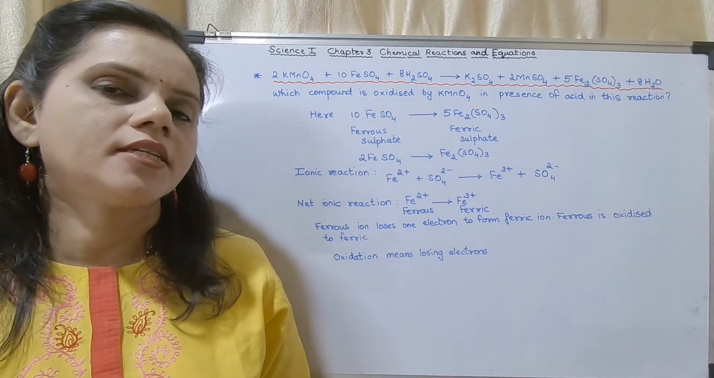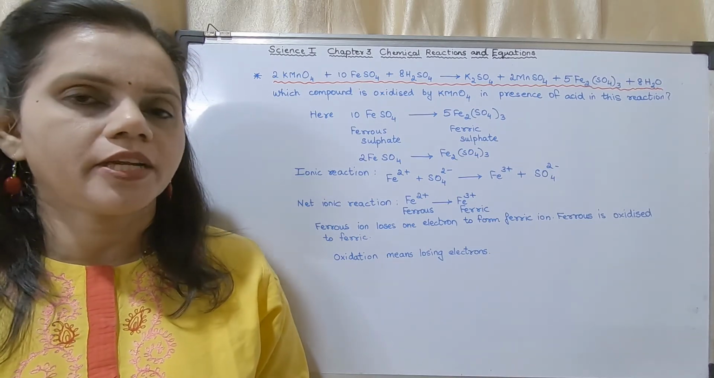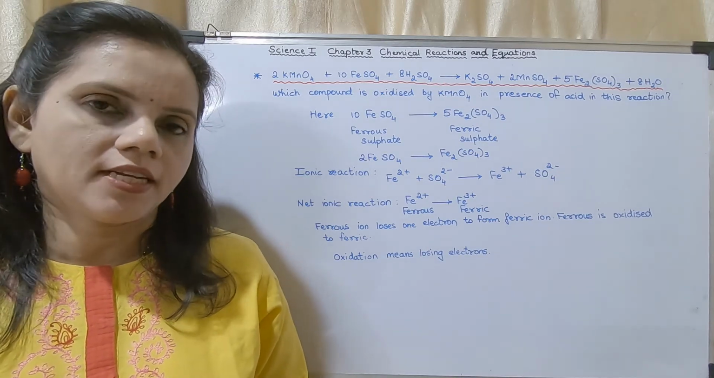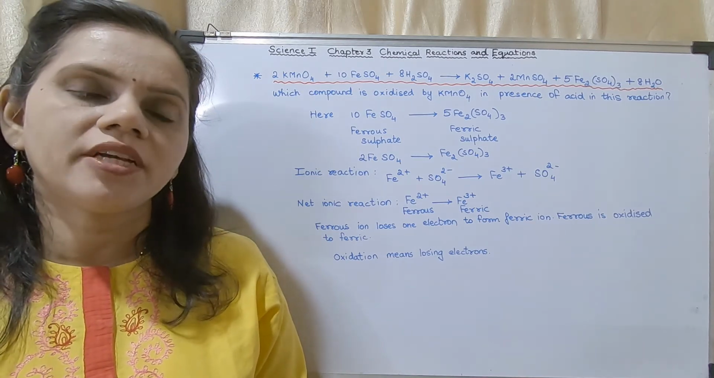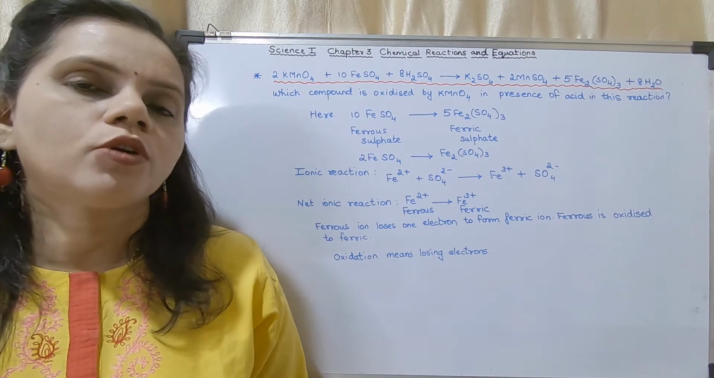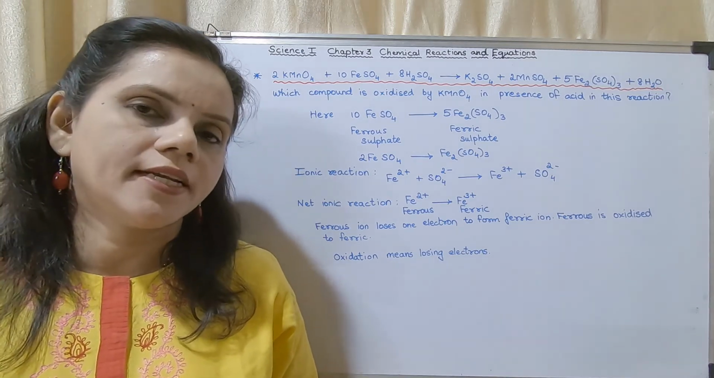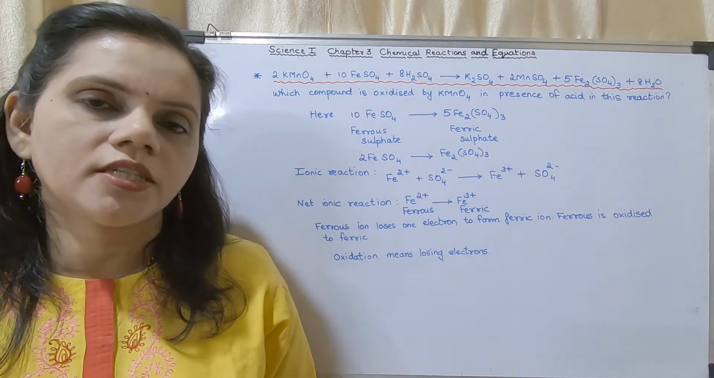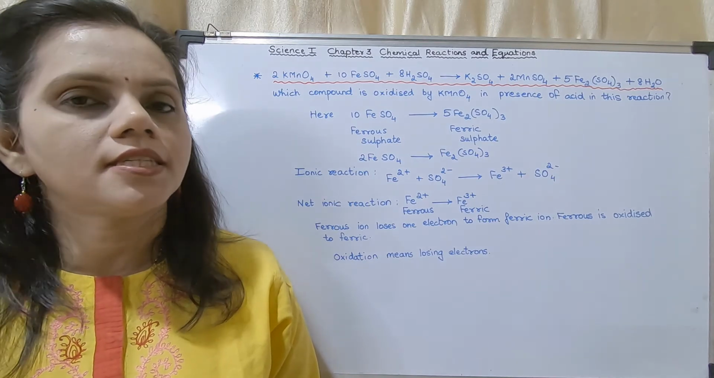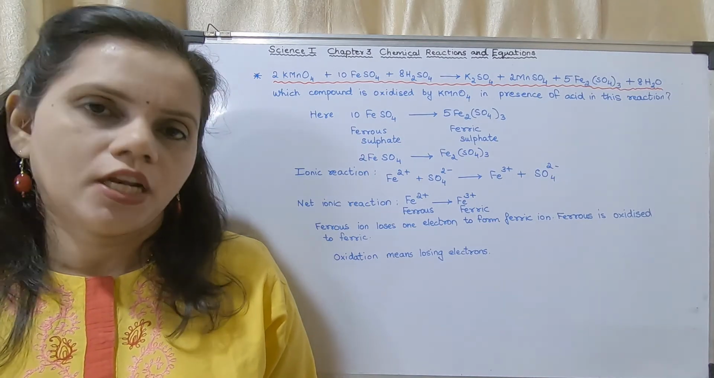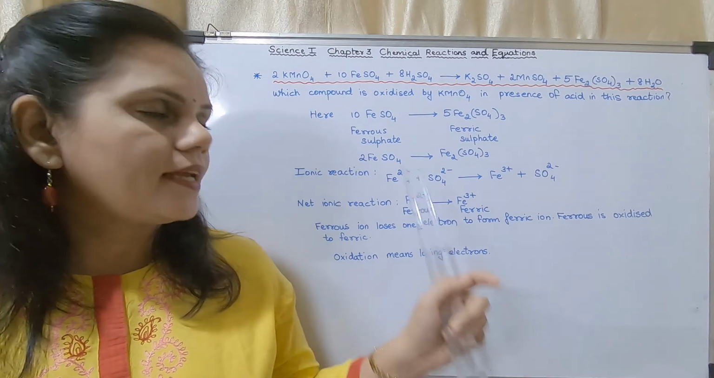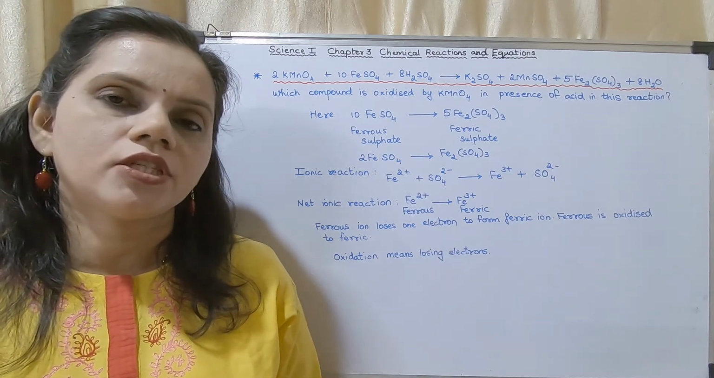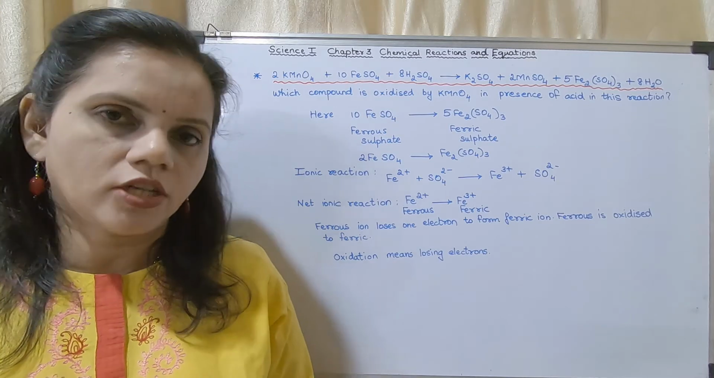So just now we learned that KMnO4, that is potassium permanganate, is an oxidizing agent. And here we are going to see one more definition of oxidation. So what was the first definition which we studied? What is an oxidation reaction? The reaction in which oxygen is gained or hydrogen is lost is called an oxidation reaction. Now when we study, we will come to know one more definition of oxidation. We will see what it is.